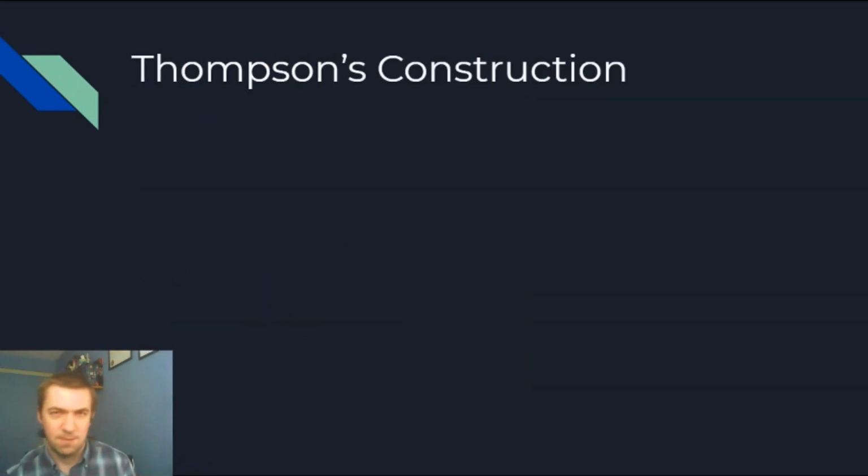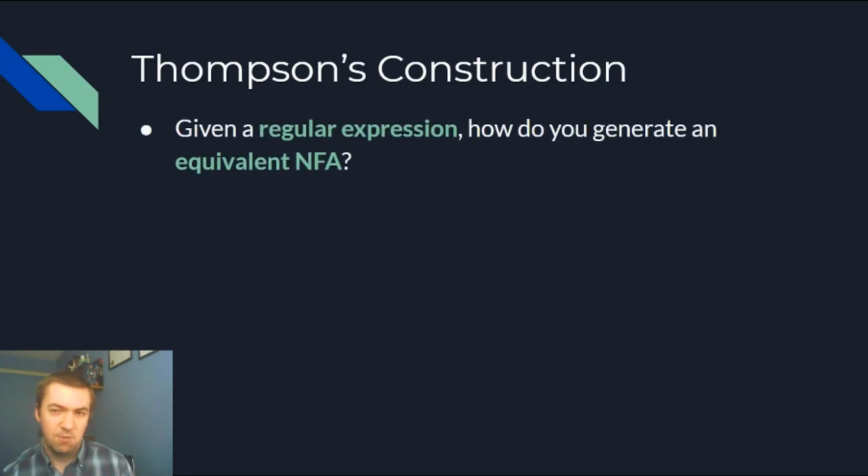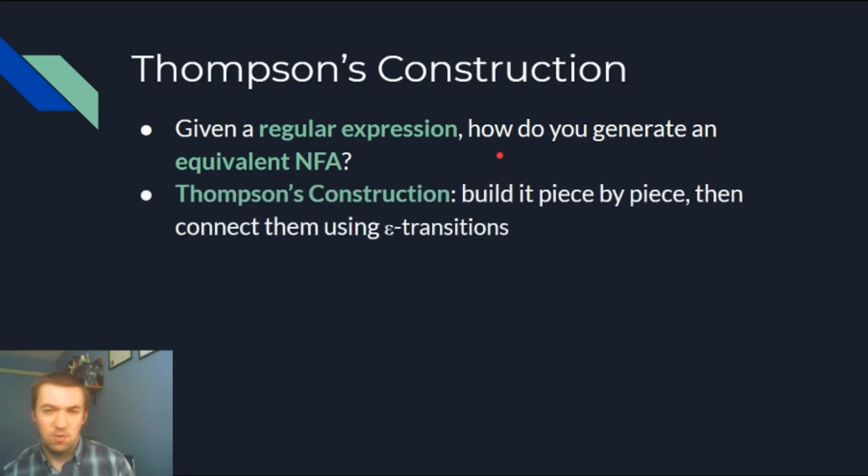Now let's try another type of translation. Given a regular expression, how do you generate an equivalent NFA? The way that you do this is using a technique called Thompson's construction. Essentially, you're building it piece by piece and using epsilon transitions to connect all the pieces together.